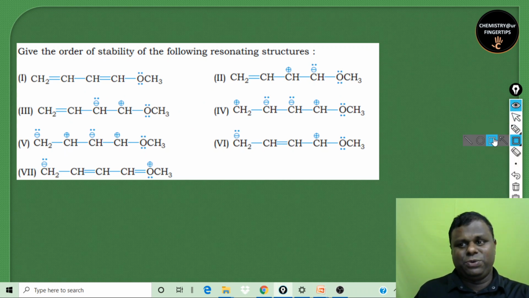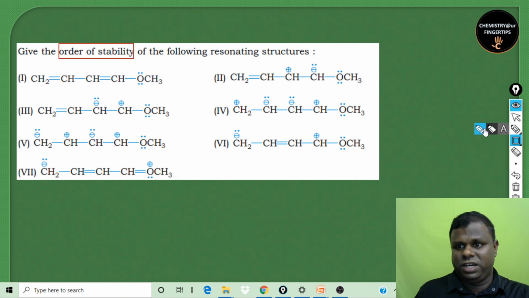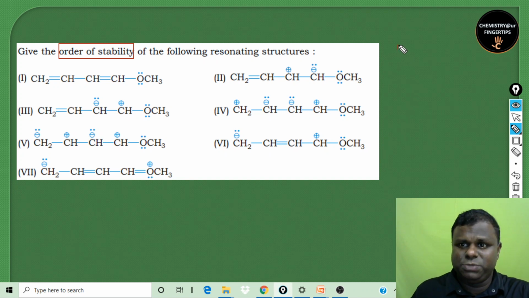So yes, if you could see, this looks a little bit scary because this has seven structures. Now you're supposed to rank the order of stability. Whenever such a question comes, you panic a lot. You have to understand one thing very clearly, that you are supposed to follow the rules of resonance in their order. Then it's going to be pretty much easy. So first is neutral, then complete octet, then more number of pi bonds, then electronegativity, and then charge separation, right?